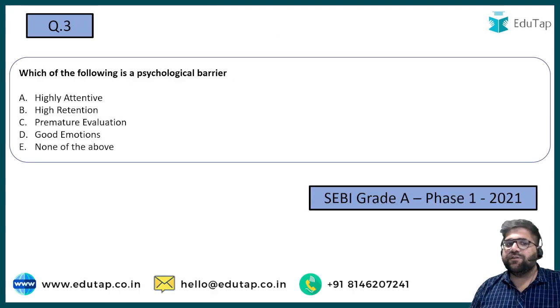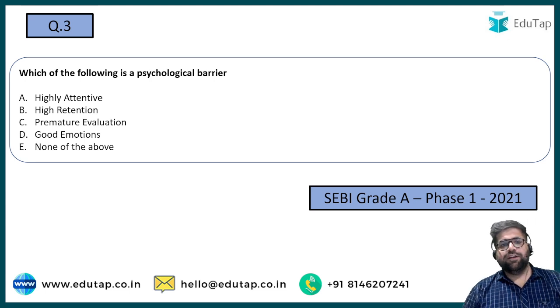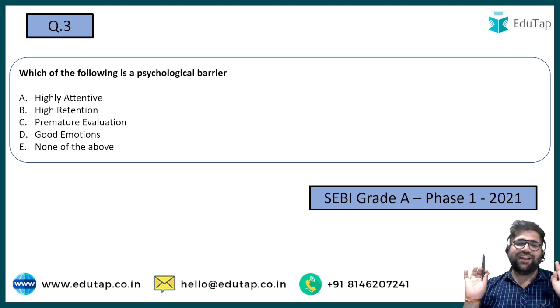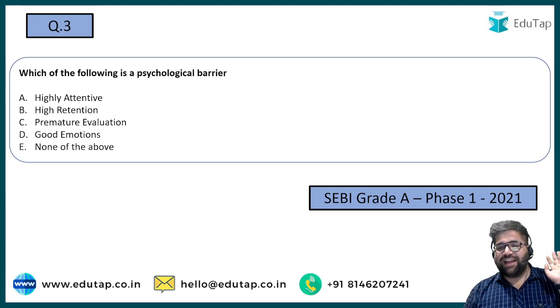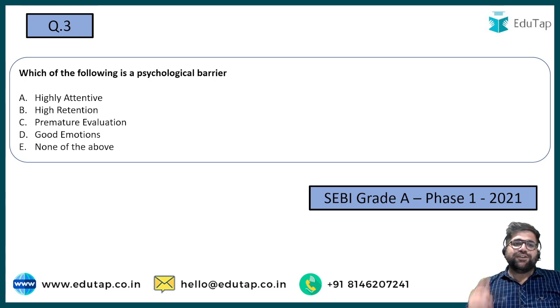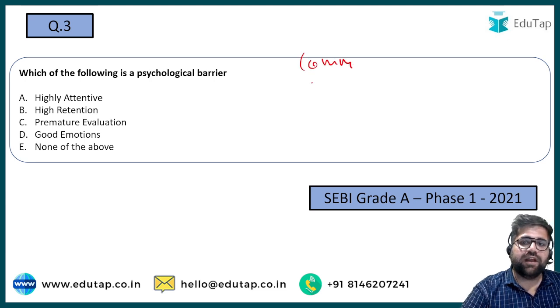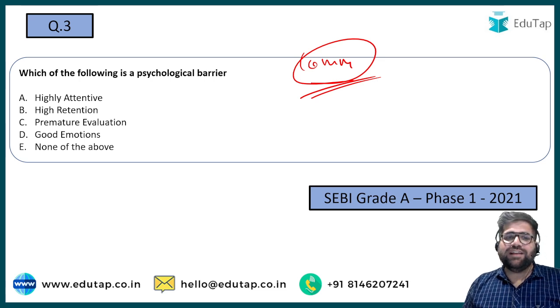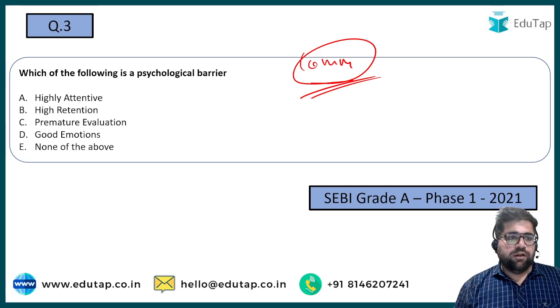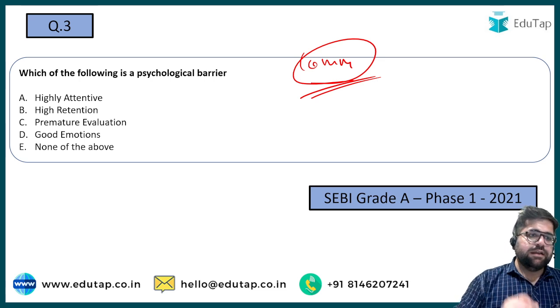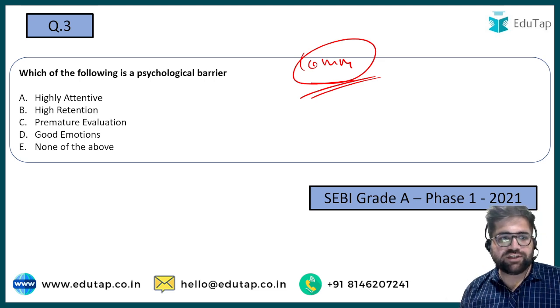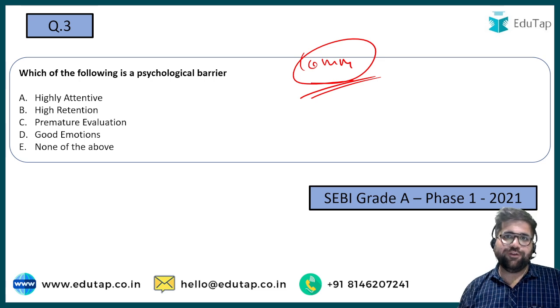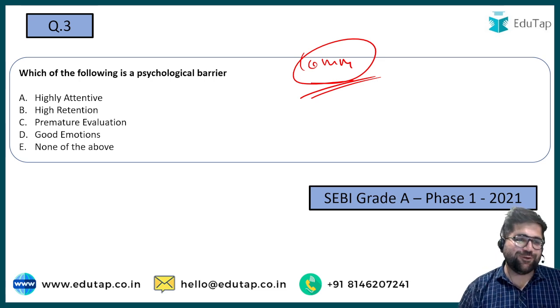Question number 3: which of the following is a psychological barrier? Now you can have your own pronunciation for psychological, but for me it's psychological barriers. This is taken from your chapter on communication. Again, a very important chapter. I'm sorry for my bad handwriting, but this is how it goes. Which of the following is a psychological barrier? Come on, if your answer is highly attentive, highly retention, believe me, I am solving with you only, so I have to see the question now.